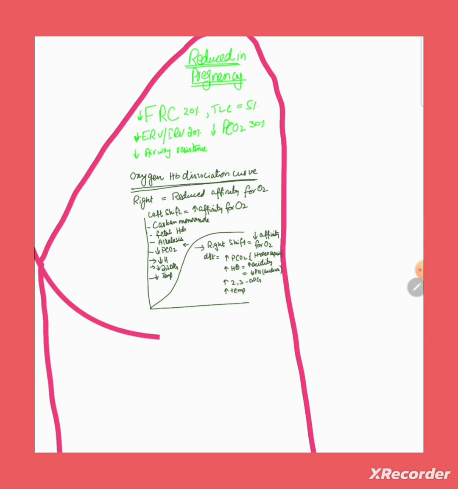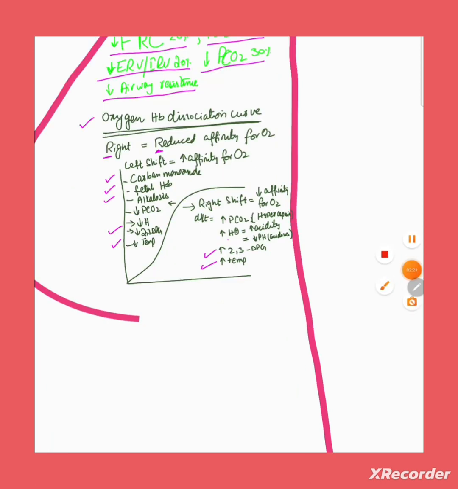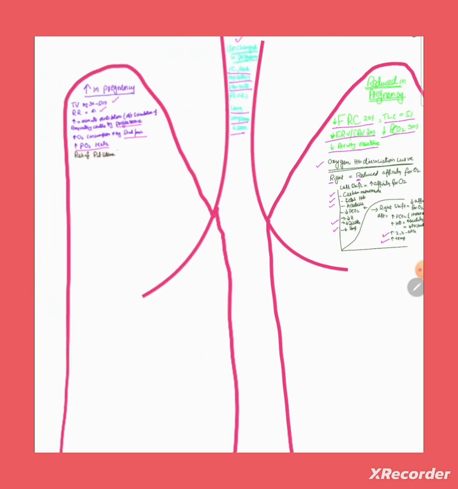There is a 20% decrease in the functional residual capacity, and there is a 5% decrease in the total lung capacity, and there is a decrease of the expiratory reserve volume and inspiratory reserve volume, by 20%, and there is a 30% decrease in the carbon dioxide, and there is a decrease in the airway resistance.